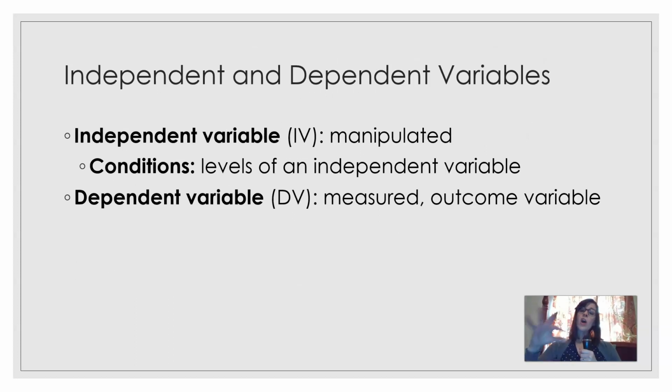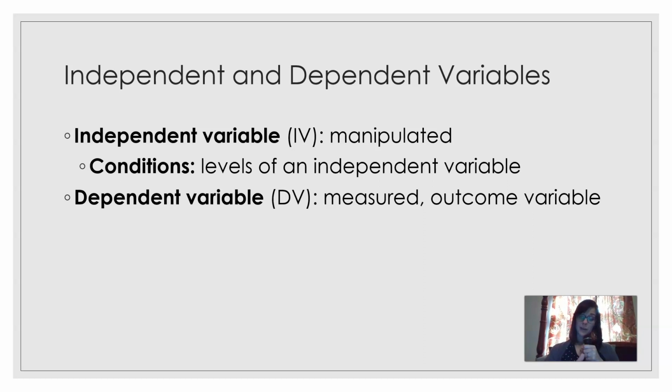So when we talk about our manipulated variable and our measured variable, we tend to use very specific terms. Our independent variable, or our IV, is what we are manipulating. So that manipulated variable is our independent variable. When we talk about different conditions, we are talking about the levels of the independent variable. Now, in both of the studies that we've talked about so far, the independent variable has two levels. You are either getting a laptop to take notes or you're getting a pen and paper.